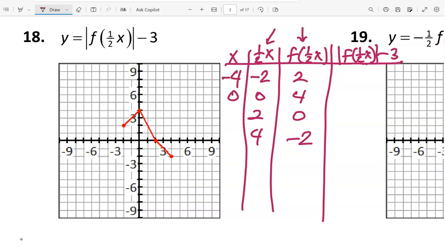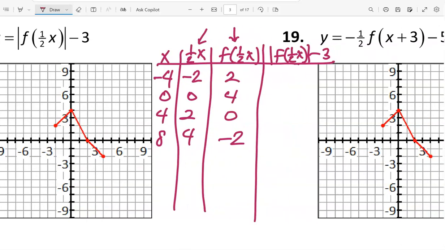If 1/2 x is 0, then x is 0. If 1/2 of x is 2, then x is 4. If 1/2 of x is 4, then x is 8. And to get the values on the right, take the absolute values of each of the values in the third column and then subtract 3. The absolute value of 2 is 2, minus 3 is negative 1. The absolute value of 4 is 4, minus 3 is 1. The absolute value of 0 is 0, minus 3 is negative 3. And the absolute value of negative 2 is 2, minus 3 is negative 1.